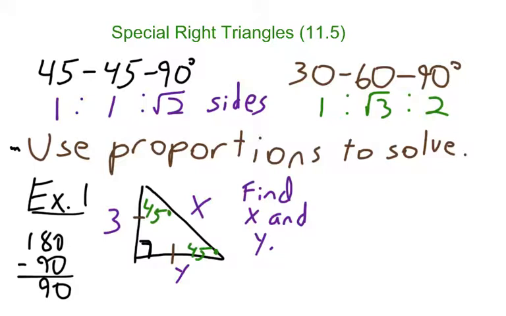Alright, so it says to find x and y. Well, y is pretty simple because of these hash marks. That hash mark there and this hash mark here tell me they're the same, so I know that y equals 3.